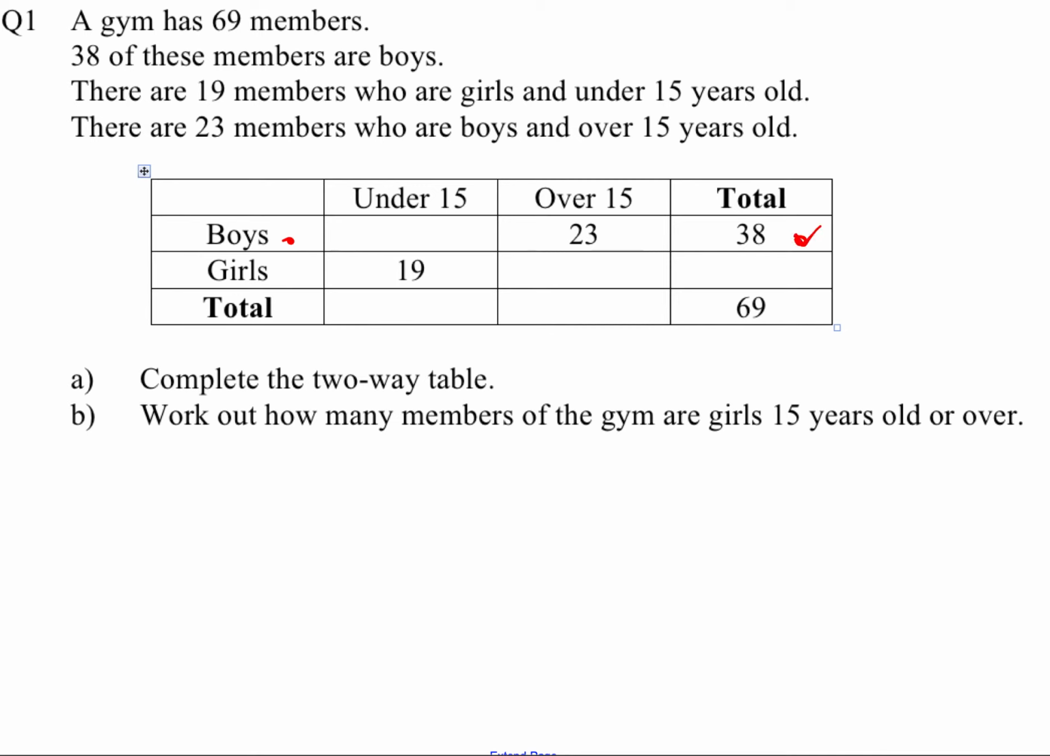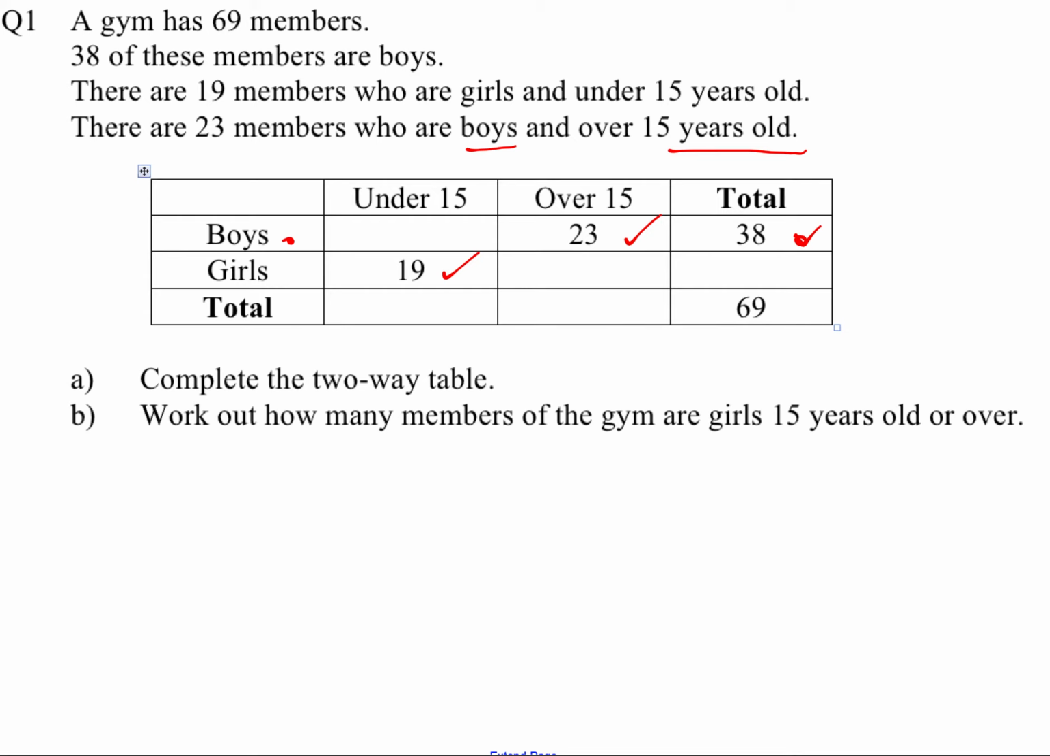There are 19 members who are girls under 15. Girls under 15, 19, there it is right in the table already. Sometimes you'll have to put these in the table. There are 23 members who are boys and over 15. There we go. Complete the table, work out how many members of the gym are girls 15 years old or over.